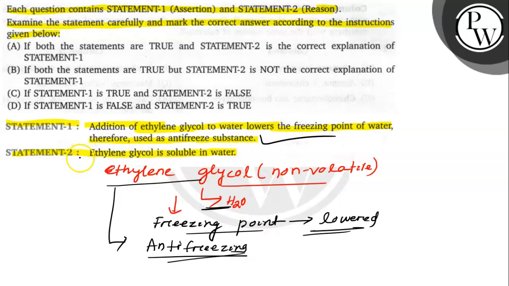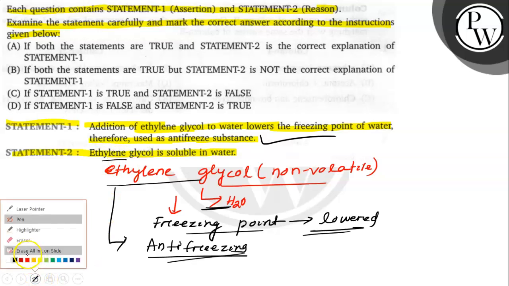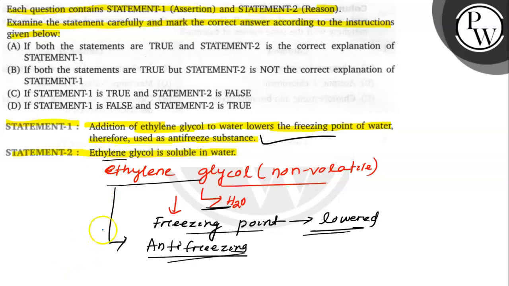So let's check for the second statement. The second statement is given that ethylene glycol is soluble in water. So here, only a few substances can lower the freezing point of the water. There are a few substances which are responsible for lowering the freezing point of the water. So all substances cannot lower the freezing point of the water.